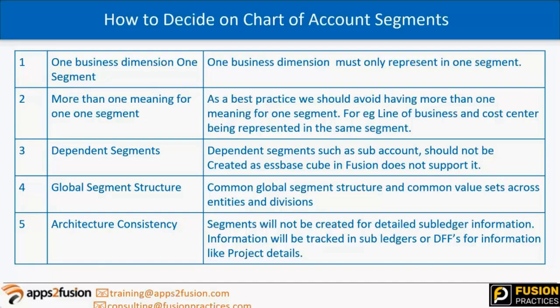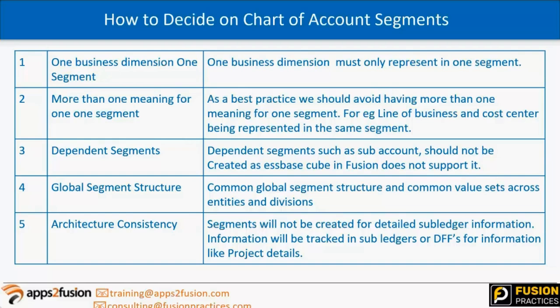Then we should keep basic things in mind: architectural consistency, something that we can track in a separate DFF, or if we are using a different subledger. Like for example, in some implementations you must have seen that project is created as a specific segment. So in case you are not implementing project accounting or projects, you want to track that particular cost or expense by project. You are not implementing any projects module, so you want to create that as a specific segment. You can create it, but if you are implementing the project module and project accounting, you really don't need that project segment in your chart of accounts, because you can still take the reports out of the project module.